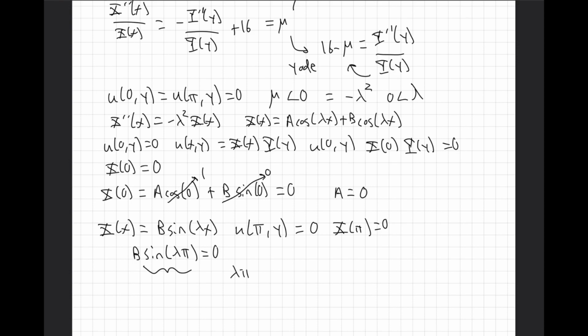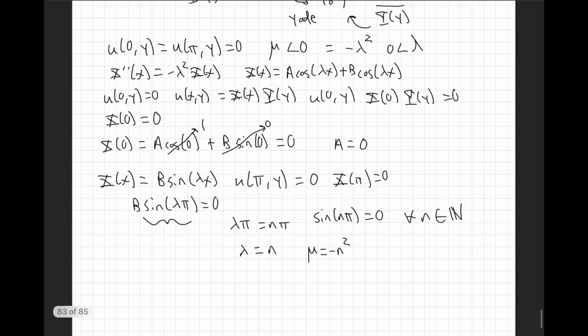So lambda pi has to equal n pi because sine of n pi equals 0 for all n in the natural numbers. So this means lambda is equal to n, and this also means that mu, since we said mu is equal to negative lambda squared, equals negative n squared. So now what we have is some solution X sub n of x because we have a whole bunch of these solutions for different values of n, and it's going to be equal to b, and these coefficients, who's to say they can't be different for each value of n? We have some b sub n times sine of lambda x. Lambda was n, so we get n x. Let's hold on to this for a second.